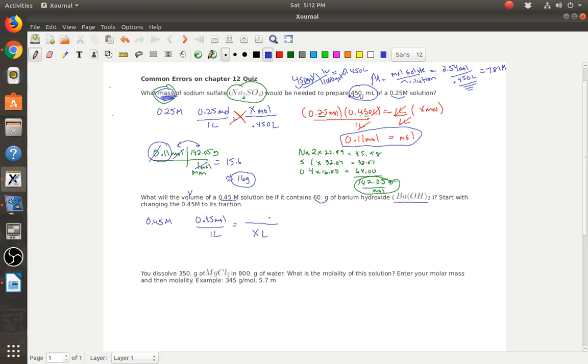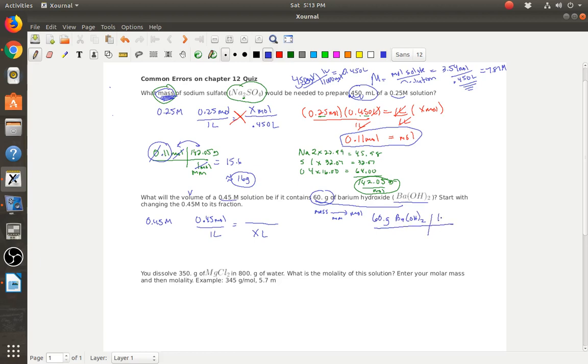And so that means I'm going to have to be able to fill in this moles somehow. But I don't have the moles. I have the grams of barium hydroxide. So I can figure out the moles by mass, because this right here is the mass. So I'm going to turn mass to moles using the molar mass. That's what we did in chapter 8 a lot. Chapter 9. So we have 60 grams of barium hydroxide.